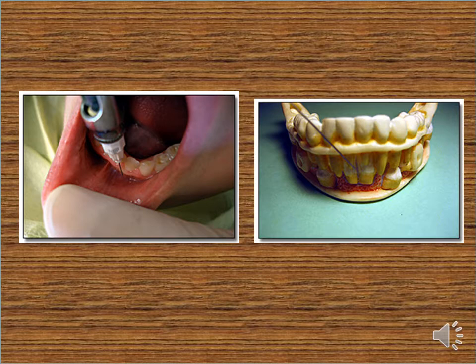This figure shows how we give the supraperiosteal technique for the anterior segment of the lower teeth.